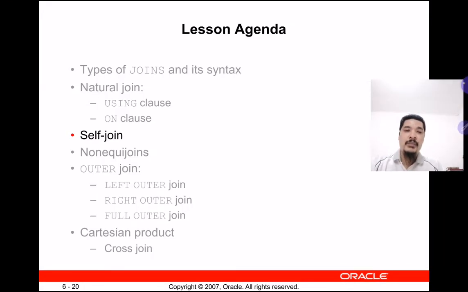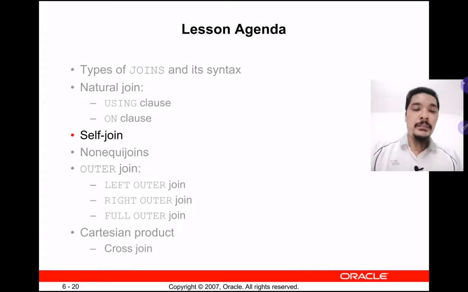So I think I will end part 1 here. For the next one, self joins, non-equijoin, also Cartesian product, we will continue in part 2, lesson 06, week 7.